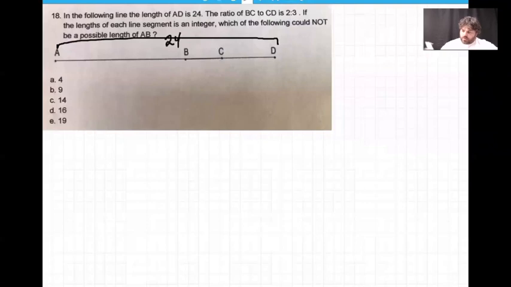Okay, so we know the following line has a total length of 24. It's 24 units long. The ratio of BC to CD is 2 to 3, so we're going to say 2x to 3x. Remember, that could be 2 and 3, or 4 and 6, or 6 and 9, or 8 and 12, or 10 and 15.